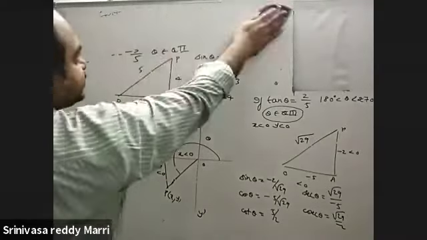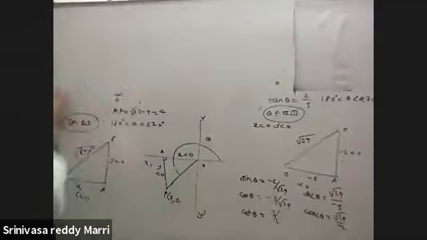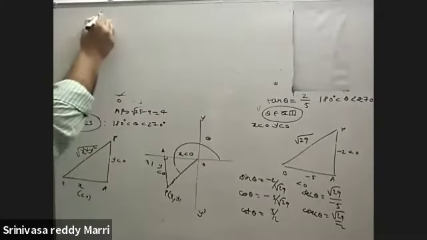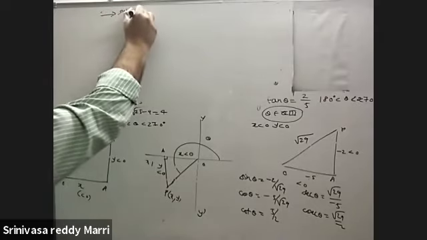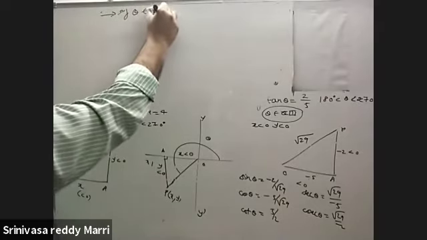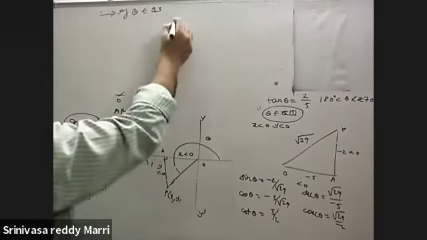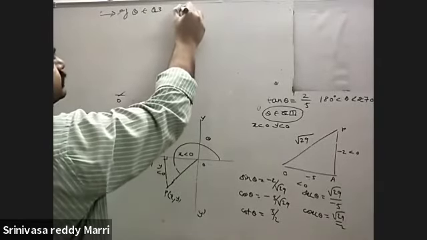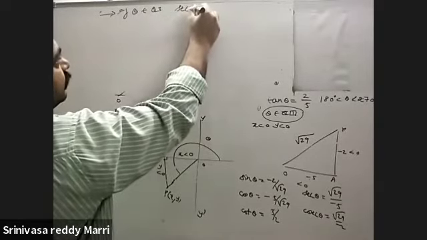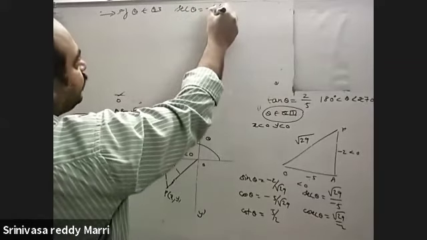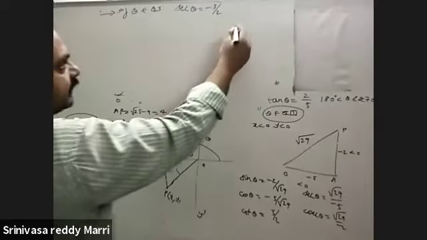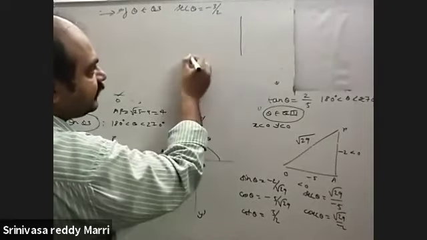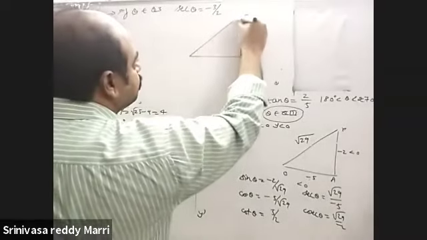Like that, take another example in quadrant 3 only. Suppose it is given like this: if theta is in quadrant 3, suppose secant theta is given as -3 by 2. Let us say like this, -3 by 2. So now construct the triangle like this, no problem.